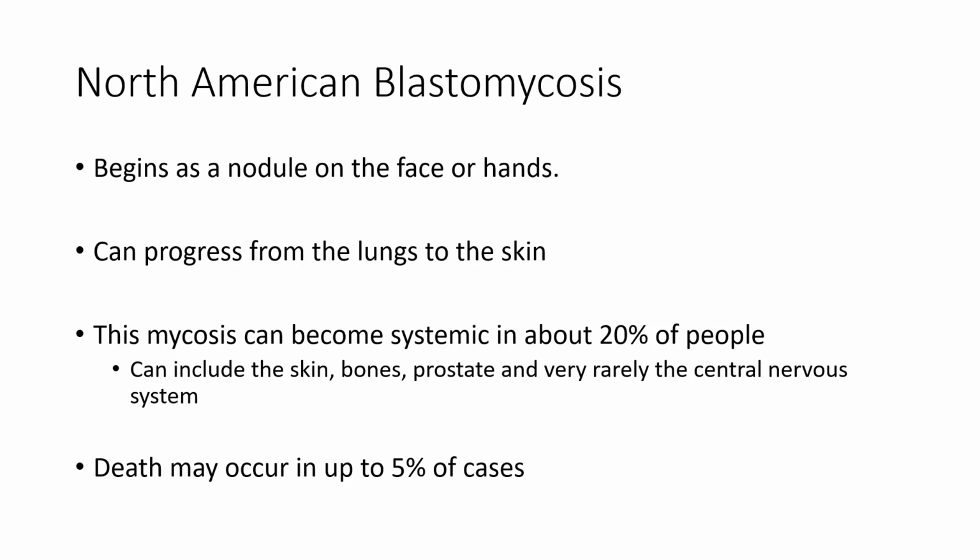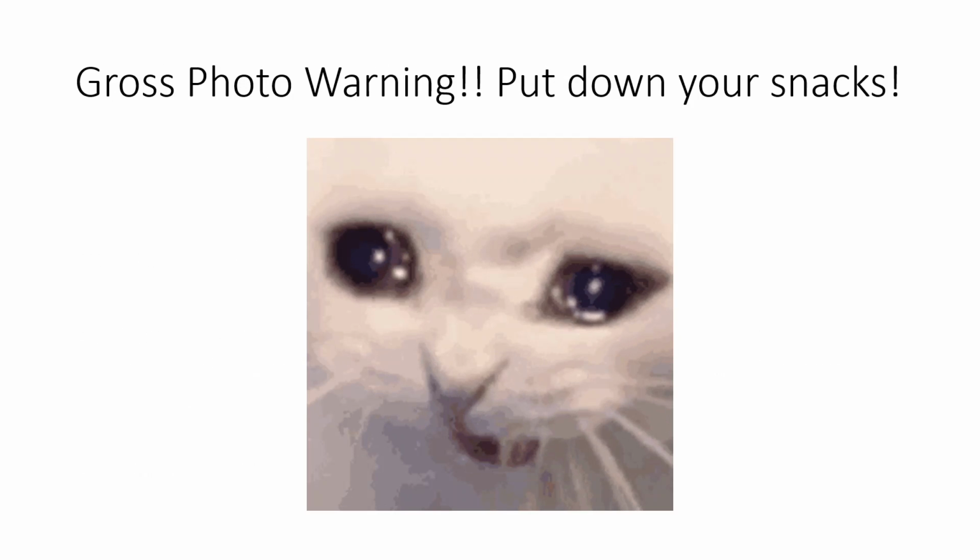And so basically, 20% of the people who get it have these systemic infections. It's very sad. This can include skin, bones, and the prostate, and very rarely, but it does occur, the central nervous system. Okay, and then you can have death in up to 5% of the cases.